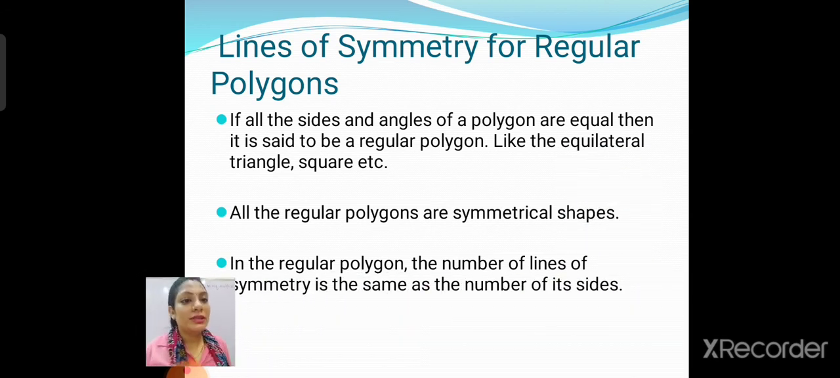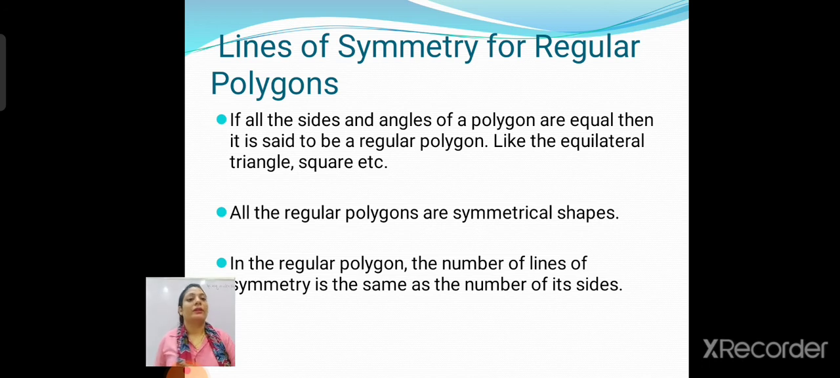Line of symmetry of a regular polygon. If all sides and angles of a polygon are equal, then it is said to be a regular polygon, like equilateral triangle, square. All the regular polygons are symmetrical shapes. In regular polygons, the number of lines of symmetry is the same as the number of its sides.